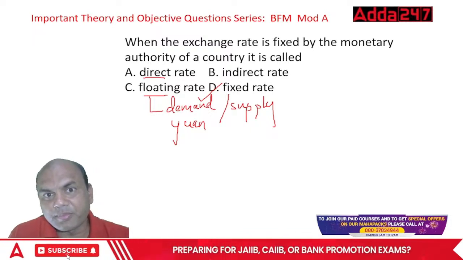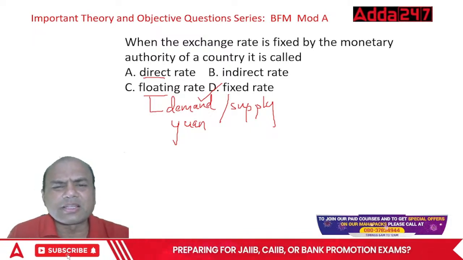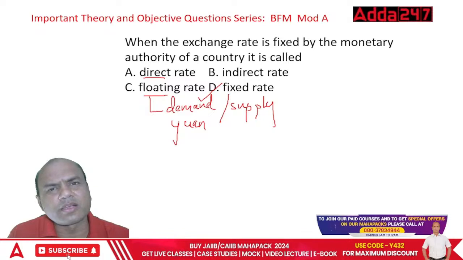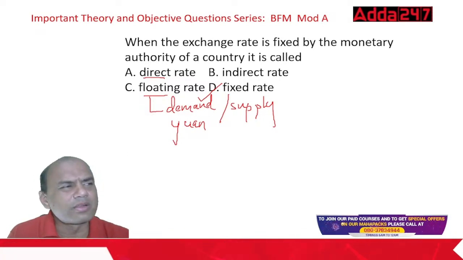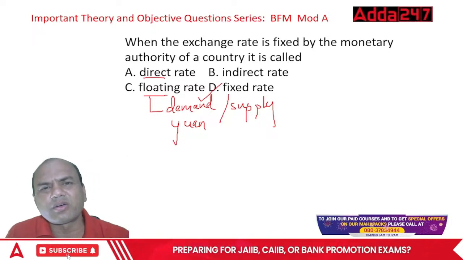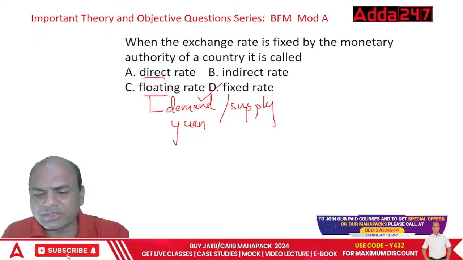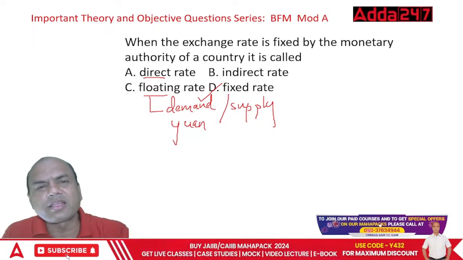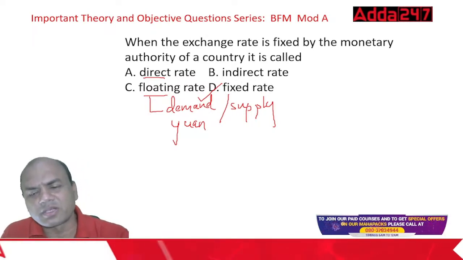Okay. Some other countries, like I gave you North Korea, there are some other minor countries as well. Some big oil-producing country also has the fixed rate. Forget it. What is important is that the government interferes over here.